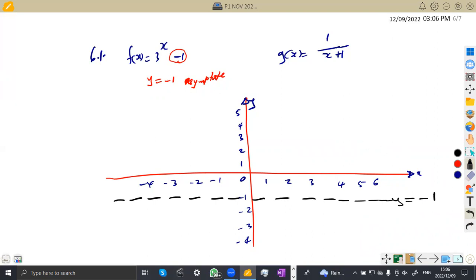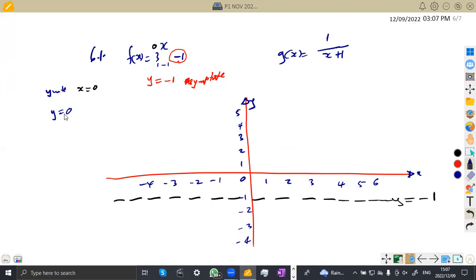When x is equal to 0, let's see what you're going to have for the y-intercept. That means y is going to be 0 minus 1, which is -1. But no, sorry, this is 3 to the exponent of 0, which is 1, minus 1, which is 0. So y is equal to 0 when x is 0.